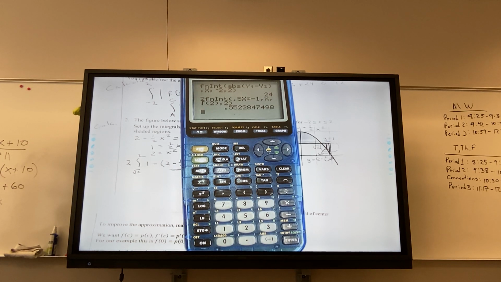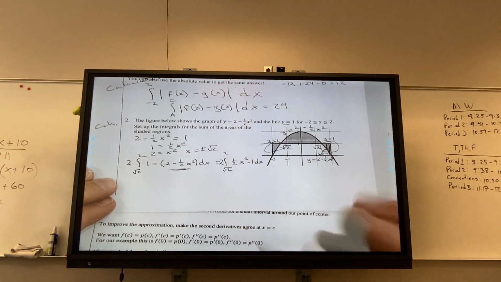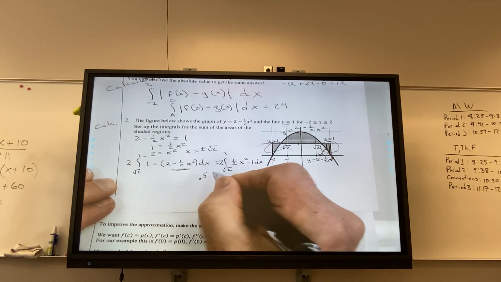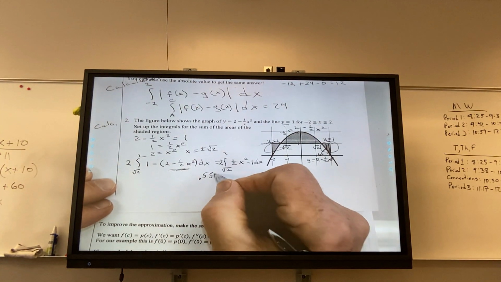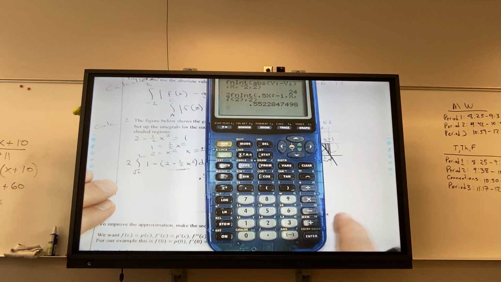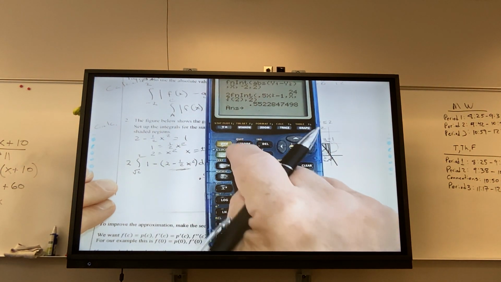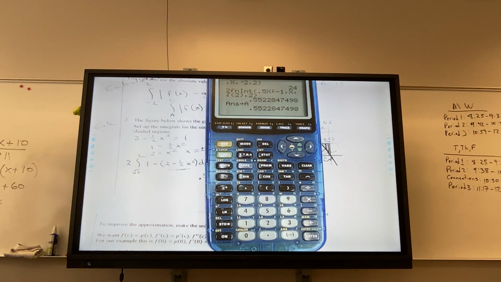I got an answer. Okay. I'm gonna write 0.552, but I'm gonna store that. Where's my store button? Second answer, store, and I'm just gonna store it. I almost store everything in A because I'm just lazy. Okay, so I got that in A, so I won't have any rounding error, okay?